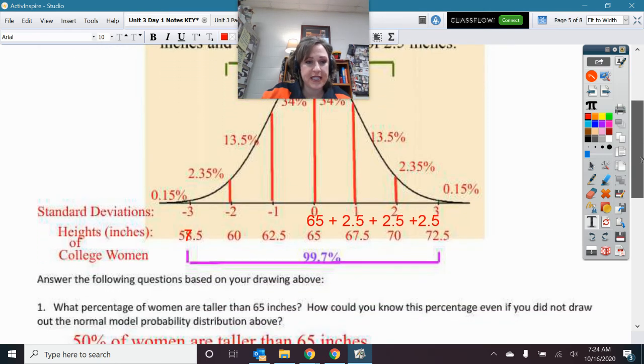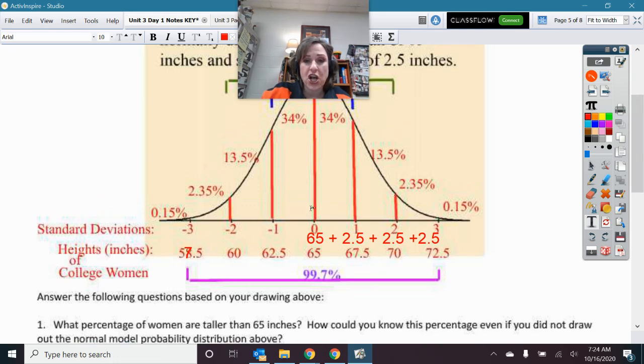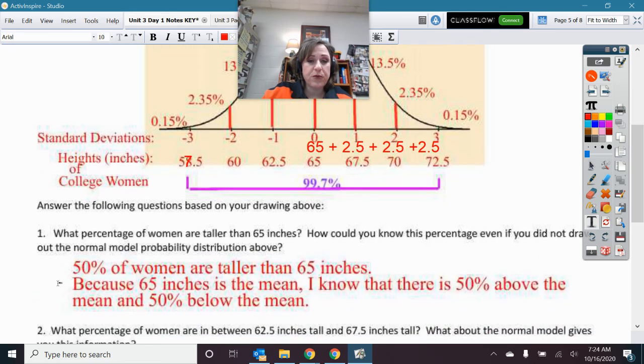Okay, so question then is, what percentage of women are taller than 65 inches? Well, that's this top half. So how could you know this percentage even if you didn't draw out the normal model? So guess what? 50% of women are taller than 65 inches. I would know this because 50% of data is above the mean and 50% of the data is below the mean. So I would have known it just because of that.